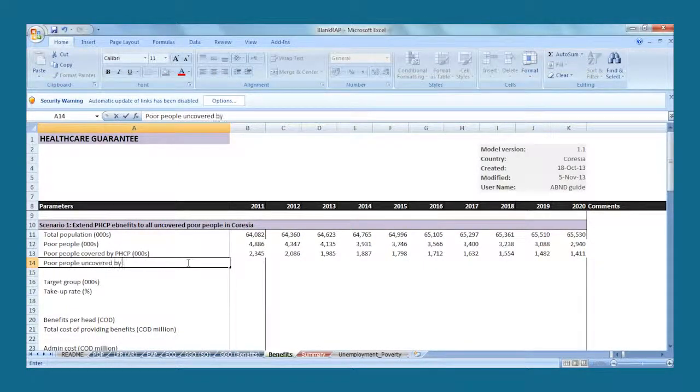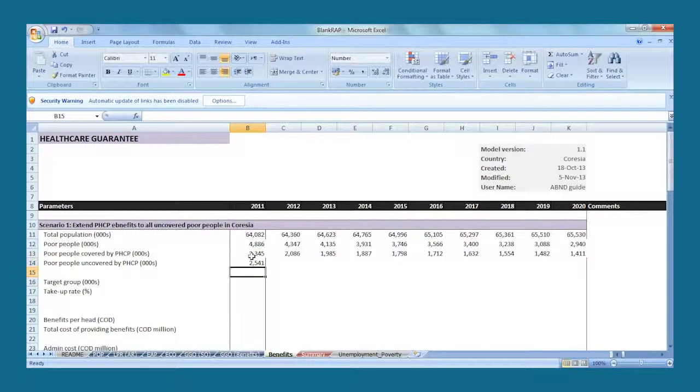The number of poor people not covered by PHCP is the total poor people minus the covered poor people. Our target group for the scenario is the number of poor people uncovered from PHCP benefits.